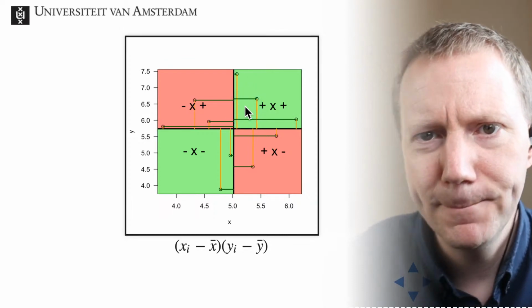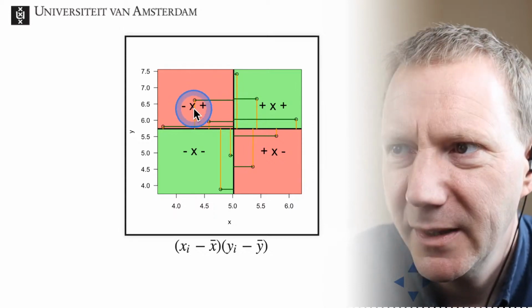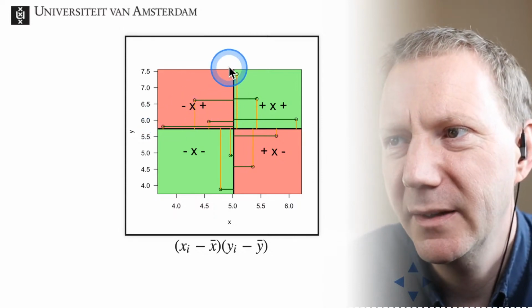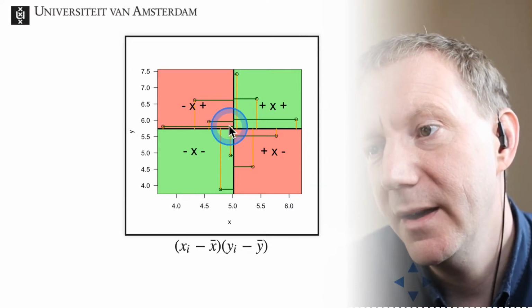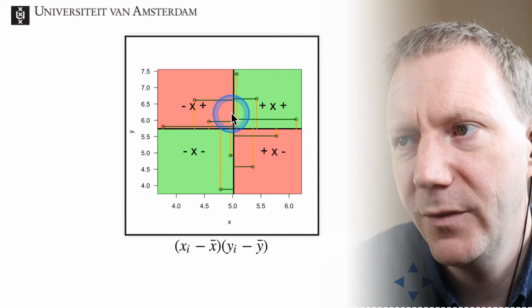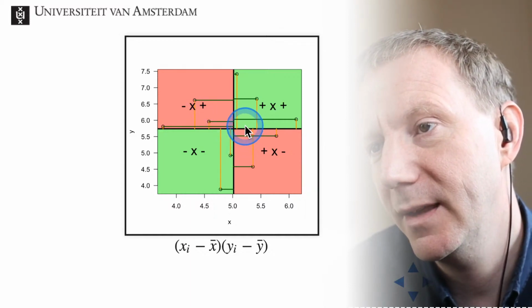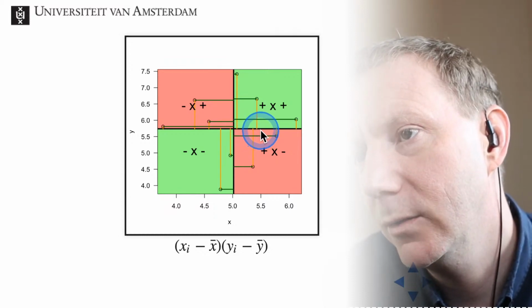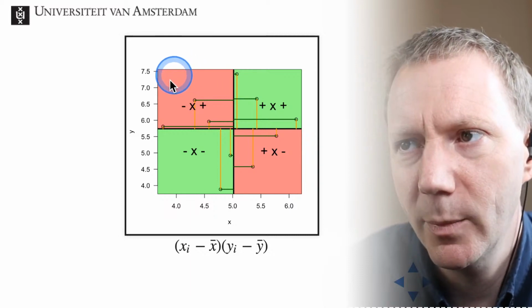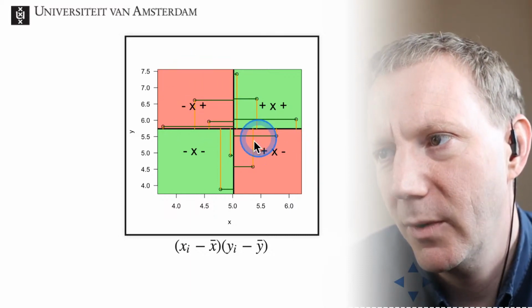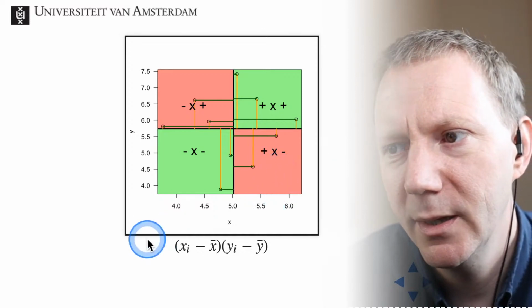And the other way around, if we multiply a positive with a negative number, we will get a negative sign. That holds for cases where you have either a value lower than the mean of x, or a value lower than the mean of y. So in the top left quadrant and the bottom right quadrant, all values will be negative.